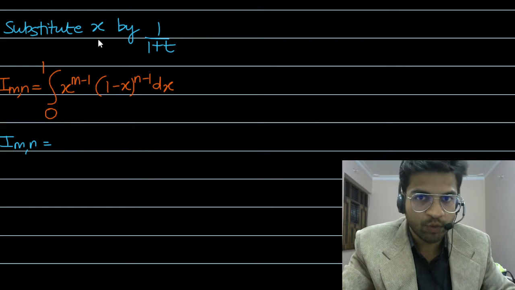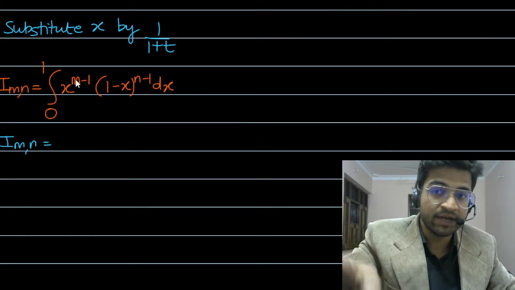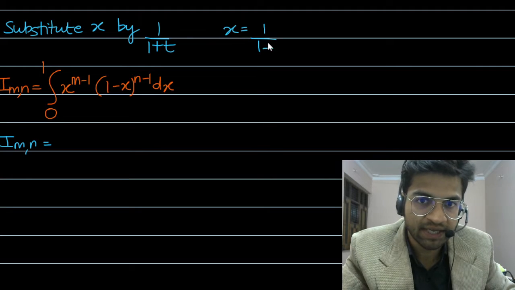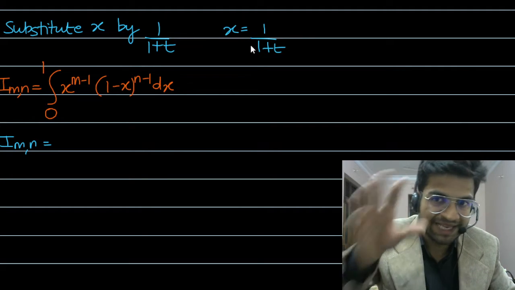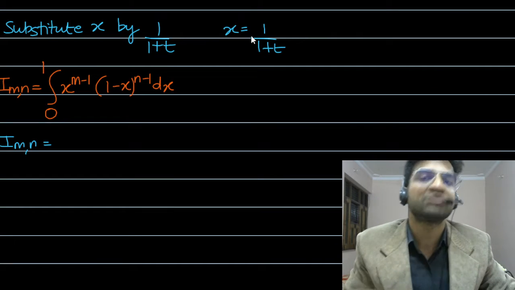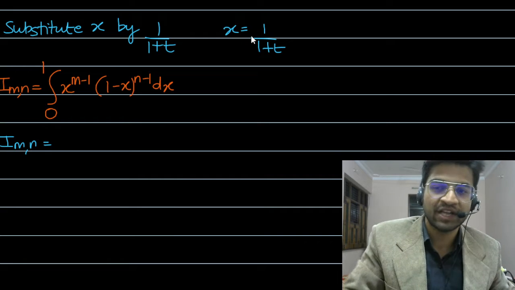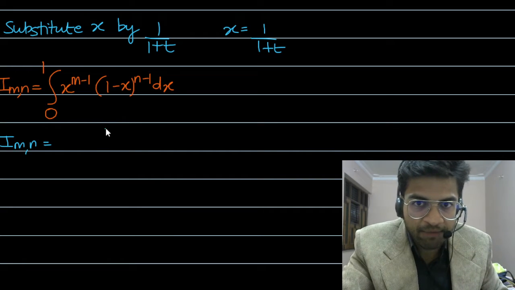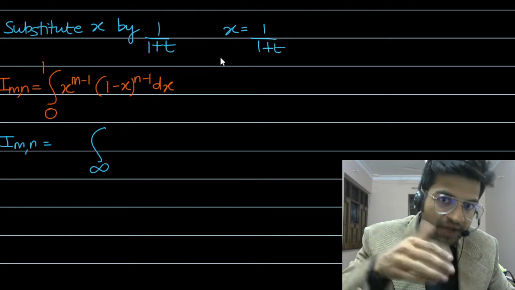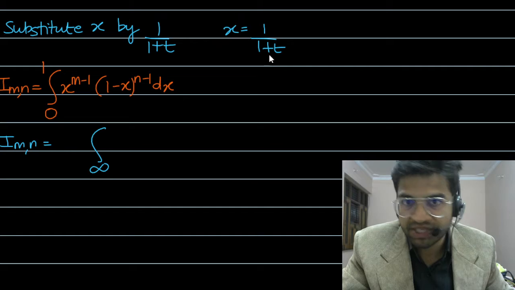So when x is equal to 0, t must be equal to, if I am saying x is equal to 1 by 1 plus t, and the initial limit of x is 0, how can a value like 1 by 1 plus t be equal to 0? When can 1 by 1 plus t be equal to 0? When t is equal to infinity. So it means the lower limit of t will be infinity. Similarly, when does this certain value 1 by 1 plus t equal 1?